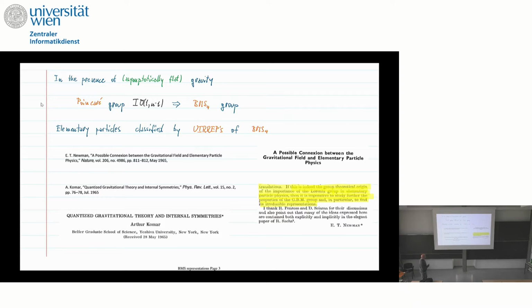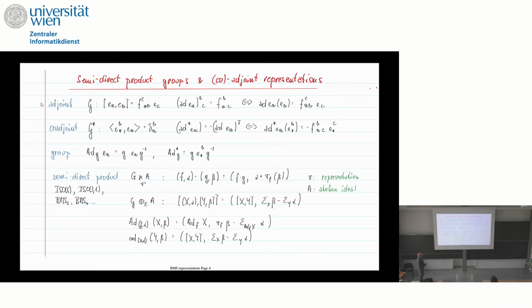And so there was a paper by Newman, a Nature paper, probably one of the few in this field which was in Nature, and then also one by Komar, where they are really making this point. So they are saying, let's study unitary reducible representations of the BMS4 group, and then nobody did until the 70s, until McCarthy started to try to do that in a systematic way.